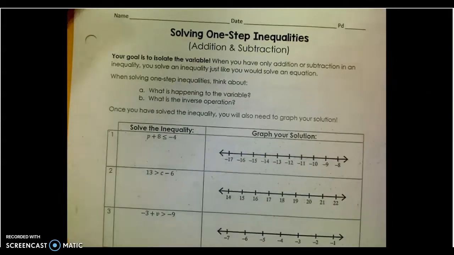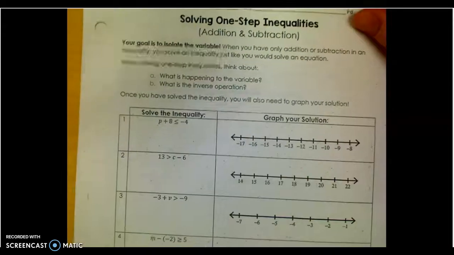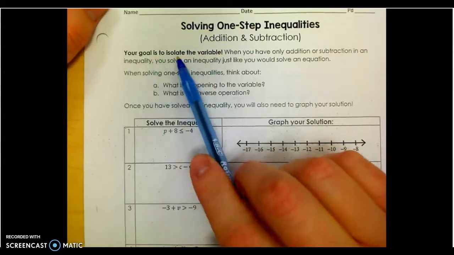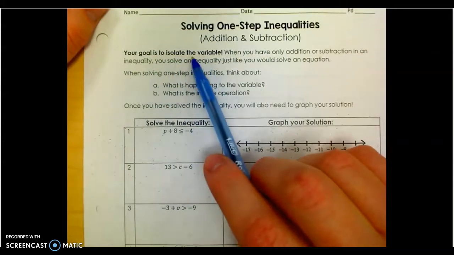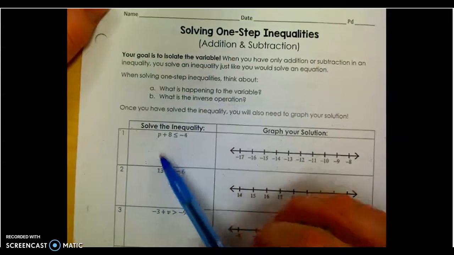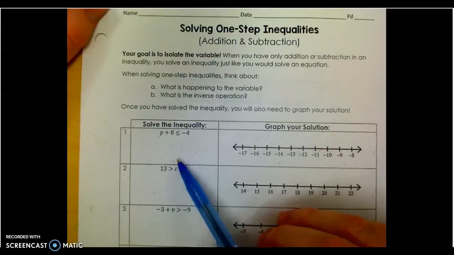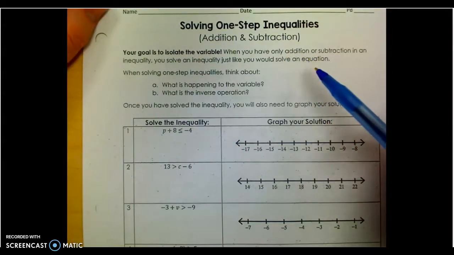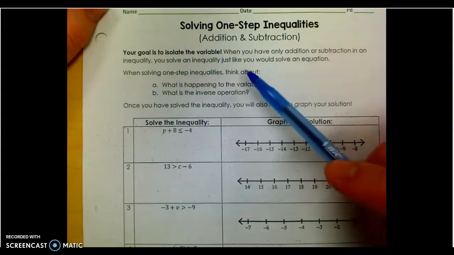So for solving one-step inequalities, it is virtually the same exact way as solving equations. Just instead of an equal sign, there's going to be an inequality. There's going to be a less than, greater than, less than or equal to, or greater than or equal to sign involved. So your goal, just like before, is to isolate the variable. Get the variable by itself. Get P by itself, get C by itself. That's the goal.